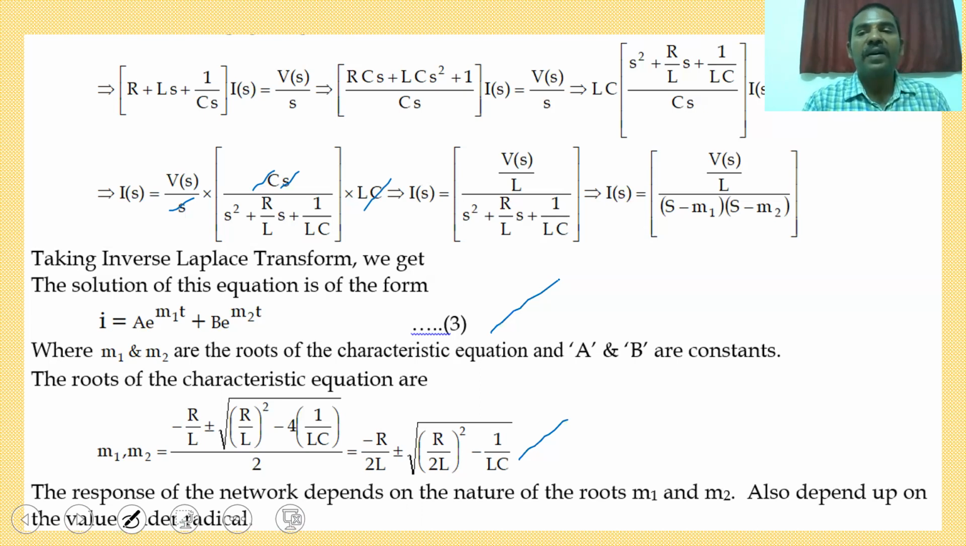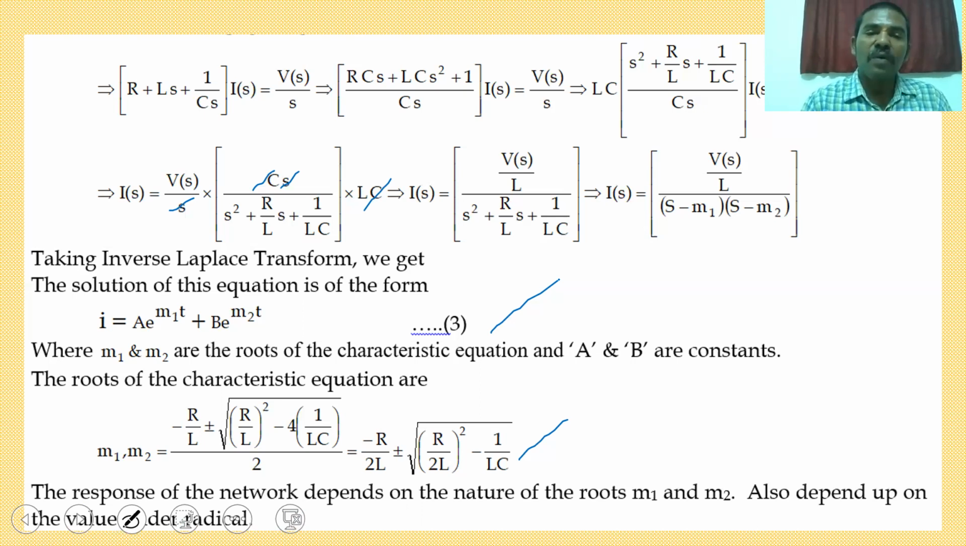So these are the important things. For an RL circuit, you get a time constant that is L by R. For an RC circuit, you get a time constant that is R into C. So in the case of the RLC series circuit, you get different damping conditions: underdamped, overdamped and critically damped. If the roots are equal, you get a critically damped condition. If negative real roots are there, it is an overdamped condition; if complex roots are there, you get an underdamped condition.